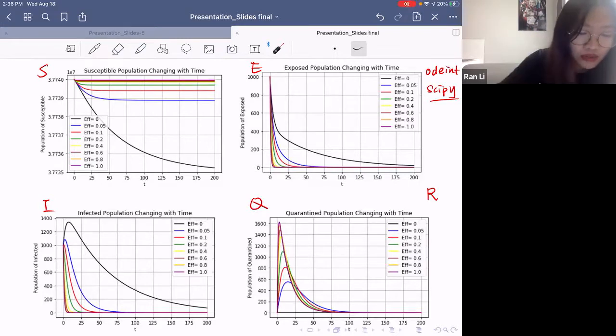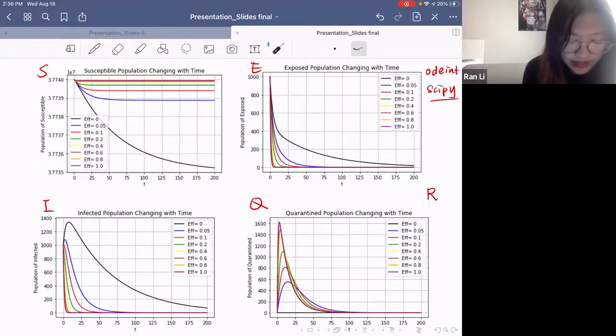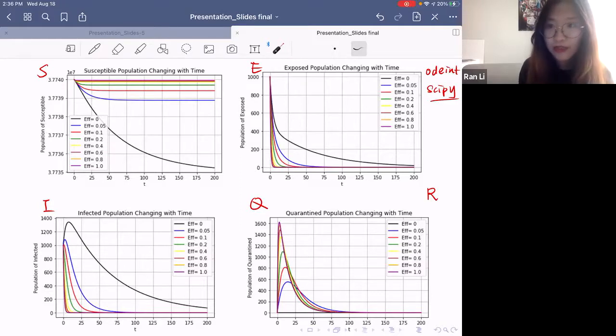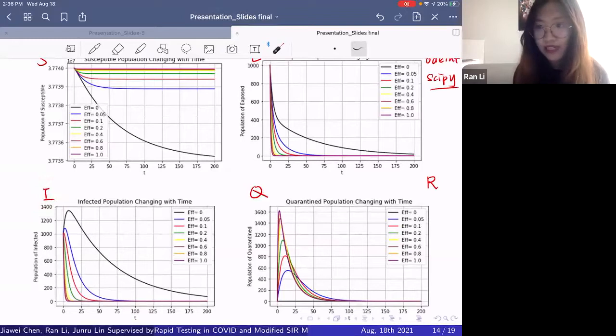Okay, similarly, we increased effectiveness. So we draw the red curve at 0.1 and green curve at 0.2, 0.4, 0.6, 0.8, and 1. Okay, so this is the susceptible population. Now let's look at the infective population. I think this one is more informative than the susceptible one, and it is also more intuitive.